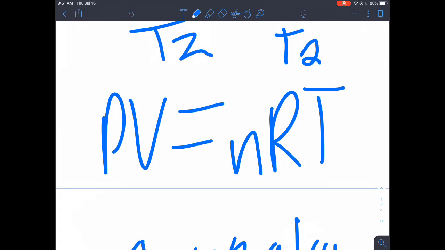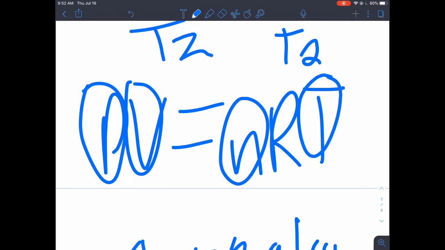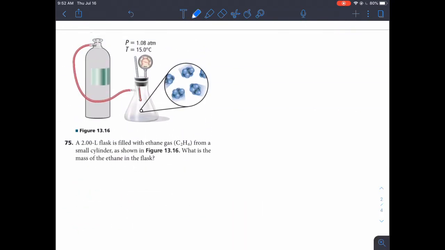When using ideal gas law, we must use kilopascals or atmospheres for pressure, liters for volume, moles for n, and kelvins for temperature. And R depends on whether we are using kilopascals or atmospheres. When using kilopascals, R is 8.314. When using atmospheres, R is 0.0821. Now we will move on to practice problem number 1.